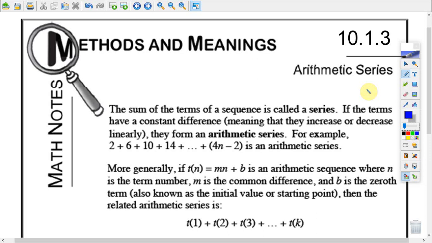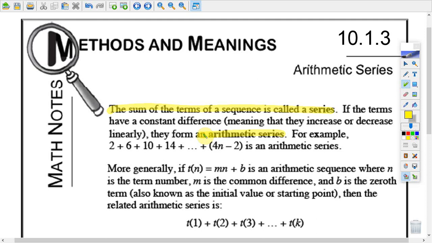We're in 10.1.3 and we're going to be talking about arithmetic series. The sum of the terms of a sequence is called a series. We've been talking about sequences since Integrated 1. You can think of them as the integer points on a line. If these terms have a constant difference, meaning they increase or decrease linearly, they form an arithmetic series. So if there's a common difference that forms a line, you get a linear equation.